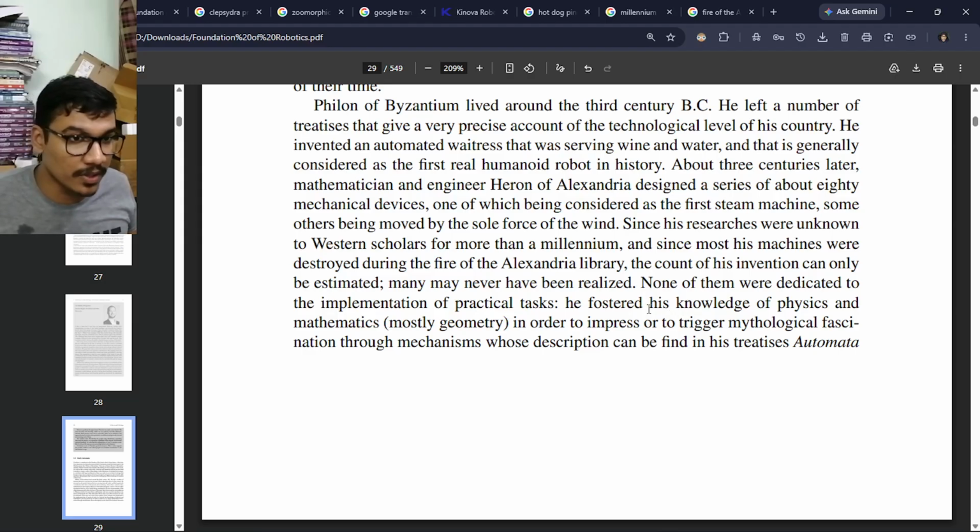And since most of the machines were destroyed during the fire of the Alexandria Library, the code of his inventions can only be estimated. Many may never have been realized. None of them were dedicated to the implementation of a practical task. He used his knowledge of physics and mathematics, mostly geometry, to trigger fascination through mechanisms whose description can be found in the treatise Automata.